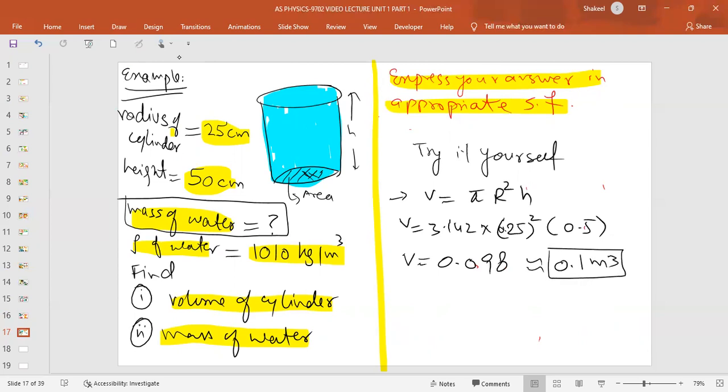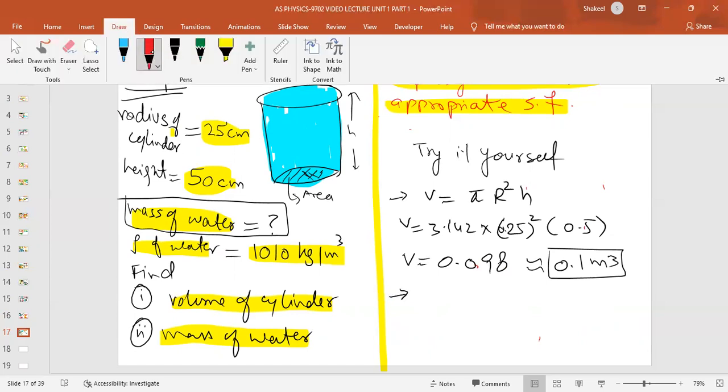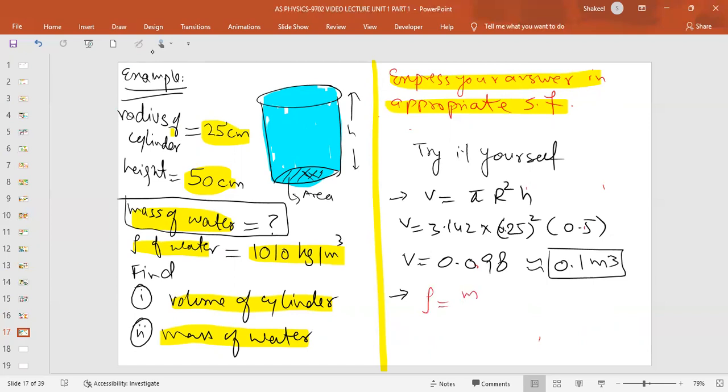Okay, now similarly, if you want to measure the mass, density is mass over volume, and from here mass is density into volume. So the density is 1010 and volume is 0.1. When you multiply them, it is 101 kilogram.